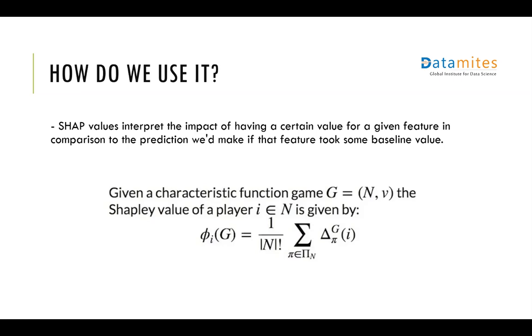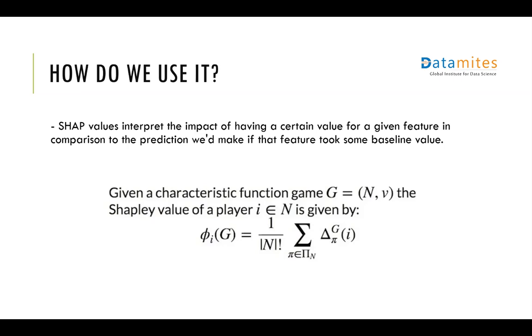Now, given a characteristic function game G, here you can consider your game to be a model M, and the Shapley value of a player i, you can consider player i as feature number 1, feature number 2, and so on. So in this way, it calculates all your SHAP values in Python.